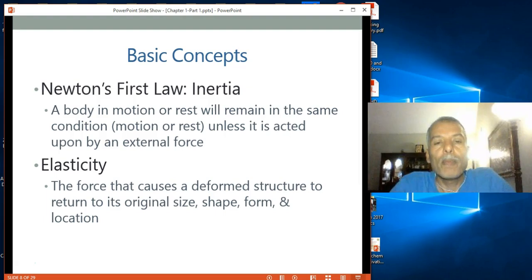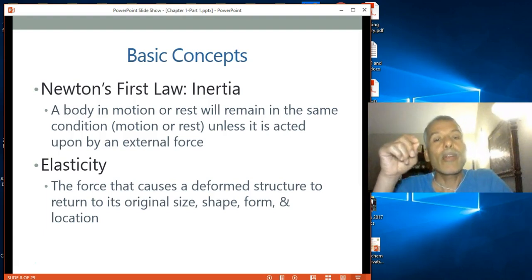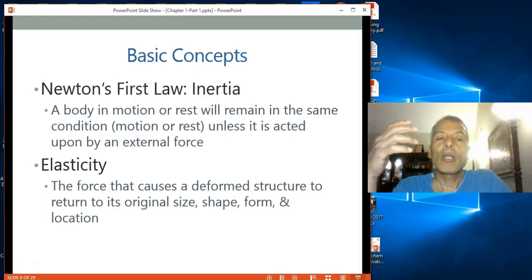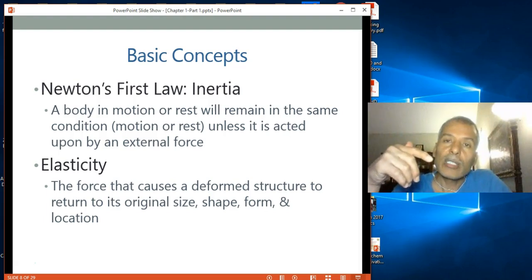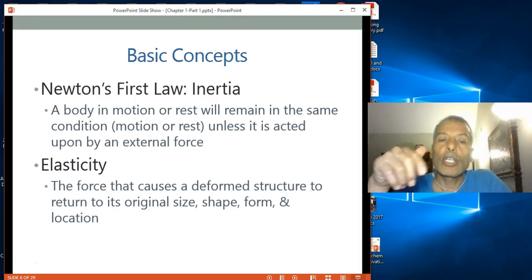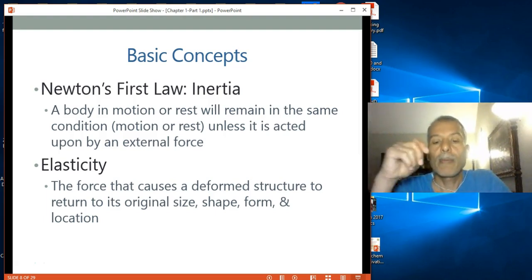Inertia means, or this law means, a body in motion or at rest is going to stay in the same condition, motion or rest, unless it is acted upon by an external force that changes its condition of motion or changes its condition of rest.